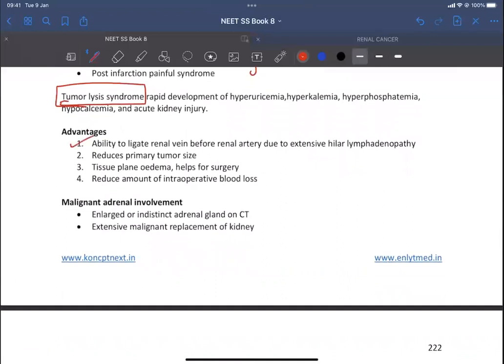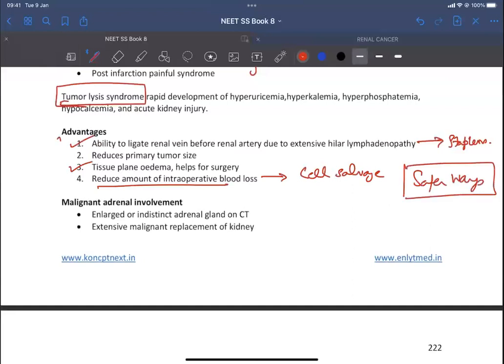As I said, that used to be an advantage, but with the use of staplers now, it's not so much. Tissue plane edema does help for surgery, but that alone can't justify it, and cell salvage helps us get around this. So essentially, there are safer ways to achieve these advantages now, other than preoperative angioembolization. So it's not something regularly performed.